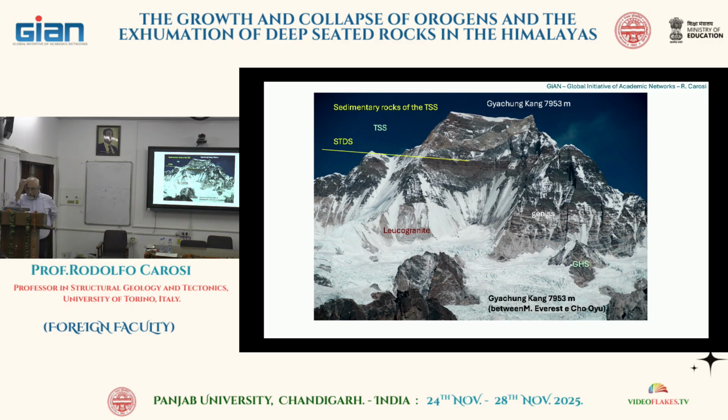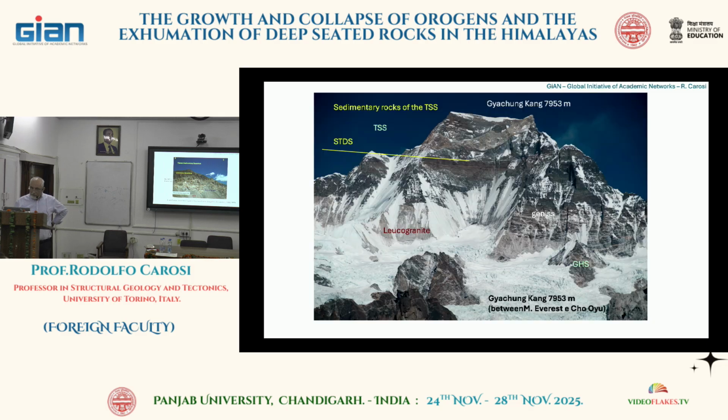This is a picture made by climbers of the Changtse, close to 8,000 meters, from the Nepali side. And you can see a huge sill of leucogranite here, gneisses intruded by this leucogranite, and the South Tibetan detachment more or less in this position, and these low-grade sedimentary rocks. There are also samples taken by climbers that are in the museum at Oxford, I think, and some people also studied this sample in section.